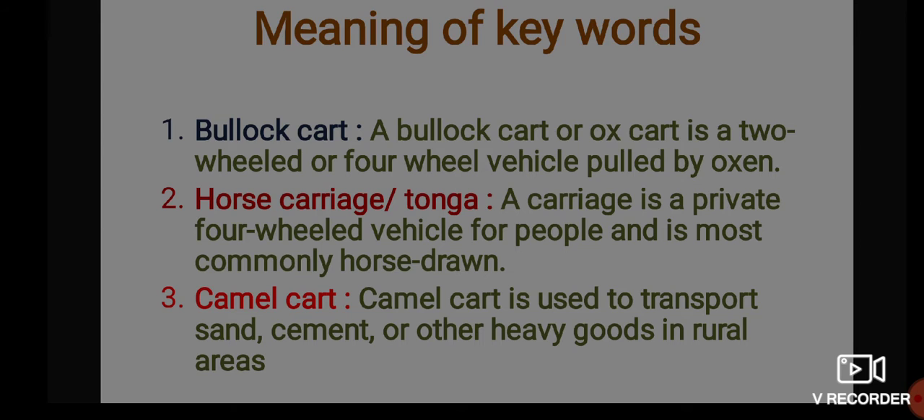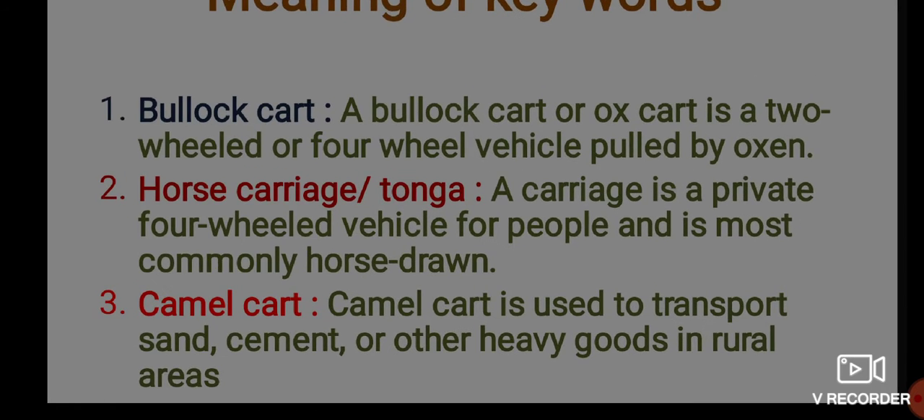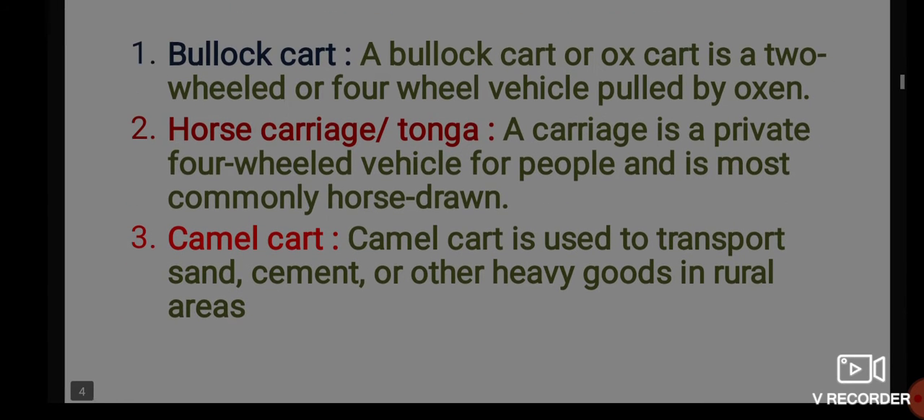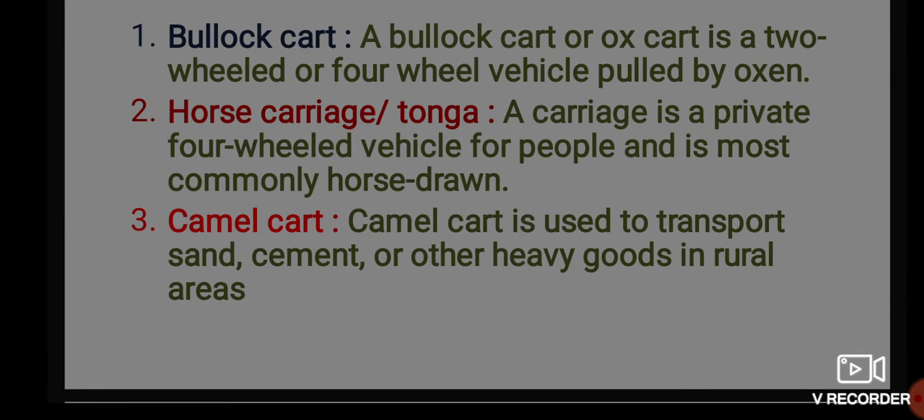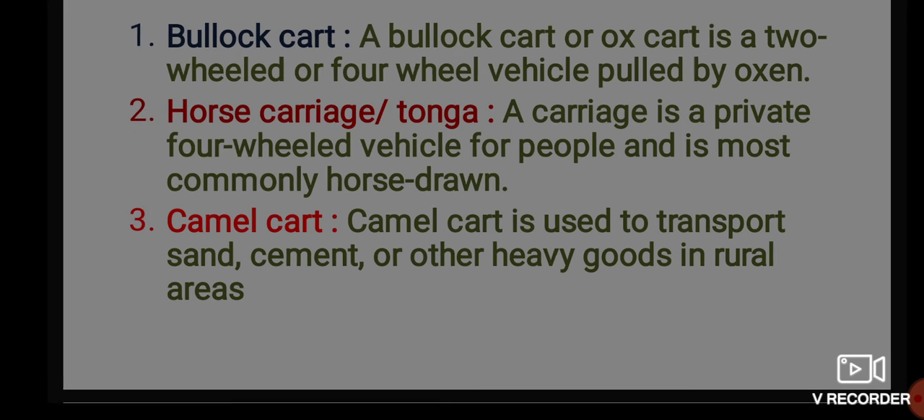And what is a horse carriage or tonga? A carriage is a private four-wheel vehicle for people and is most commonly horse-drawn. They are known as horse carriages. Lastly, what is a camel cart? A camel cart is used to transport sand, cement, or other heavy goods in rural areas, especially in the desert.